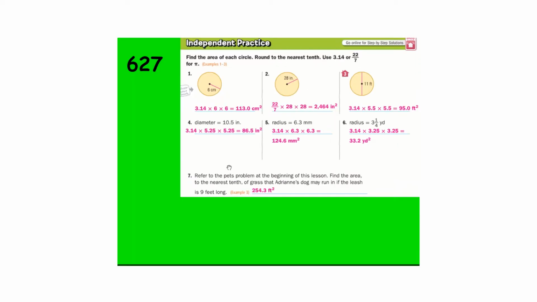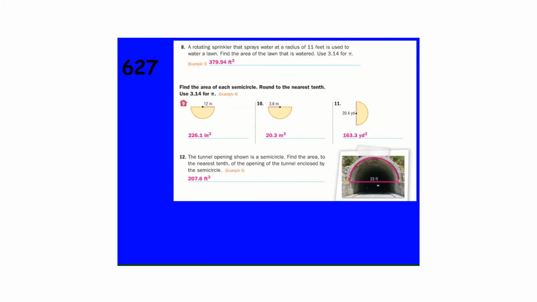And I should have mentioned, I'm going to go back here. I should have mentioned if you're off just a little bit, like say number 2, if you didn't use 22/7, you use 3.14 instead, your answer is going to be just a little bit different. So if you're very close to those answers, you're probably okay.